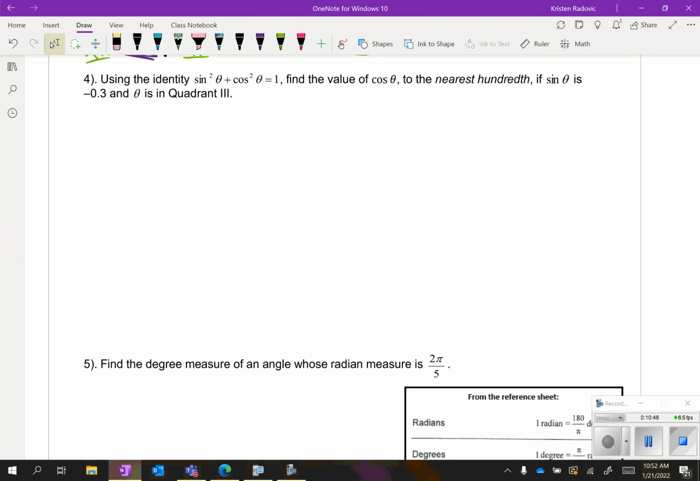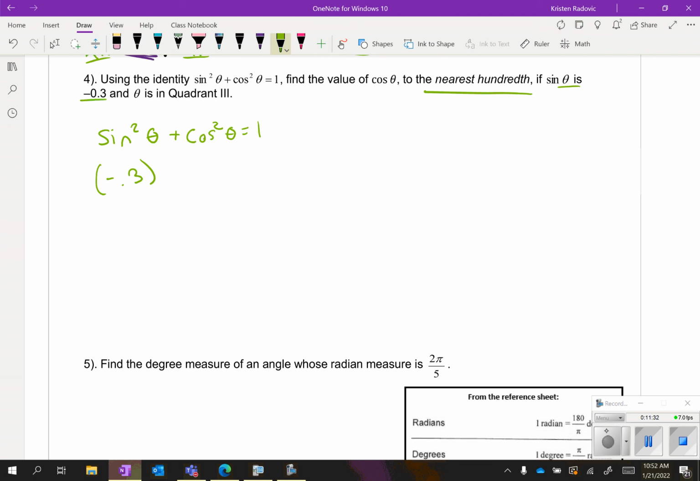For number 4, they want you to use the identity. Immediately when you see that they're telling you to use something, you should write it down. So sine squared theta plus cosine squared theta equals 1. Make sure you are putting the squared, the exponents, before theta and not after it, because it makes a difference. They want you to find the value of cosine to the nearest hundredth. We have to round. If sine is negative 0.3. Okay. We're going to get to the quadrant part later on. Because they're telling me sine of theta is negative 0.3, I'm going to substitute in the equation that they told me to use.